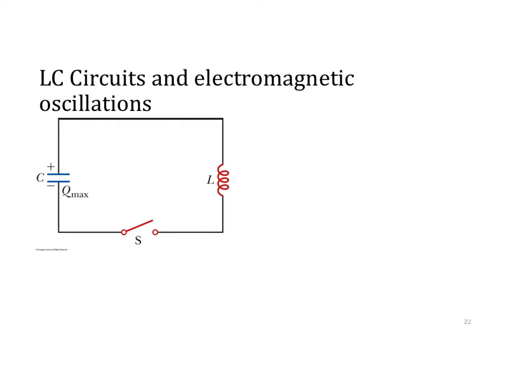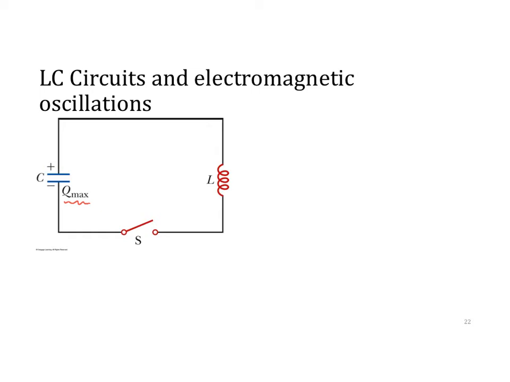So moving right along, we'll get to LC circuits and electromagnetic oscillations. An LC circuit has a capacitor and an inductor in it, but nothing else. We haven't driven this with a source of EMF. Let's say we have our capacitor charged up to some maximum value, so it's got charge on it.